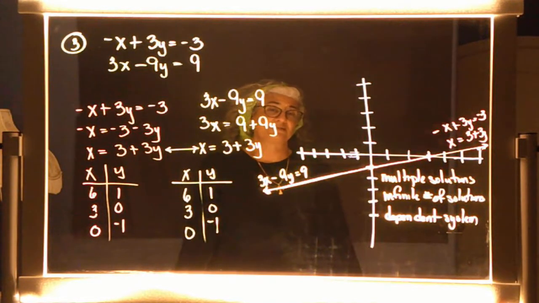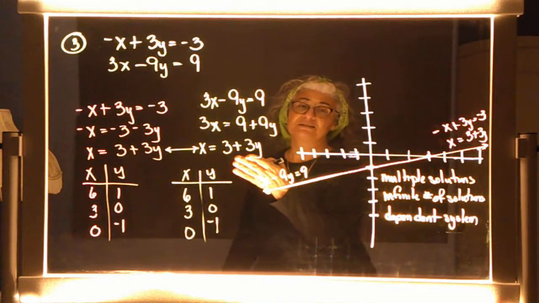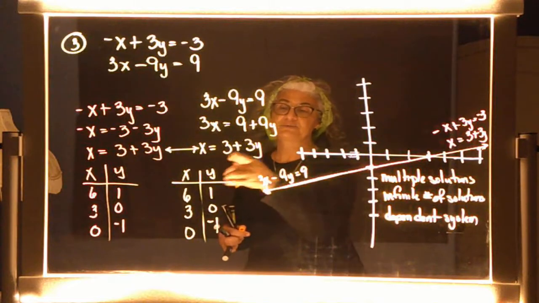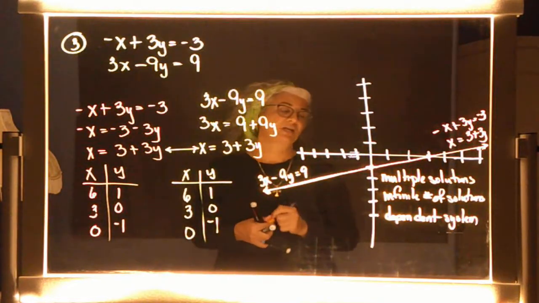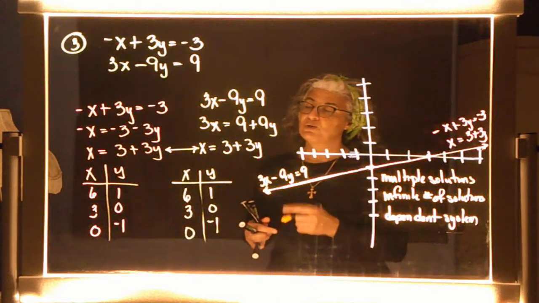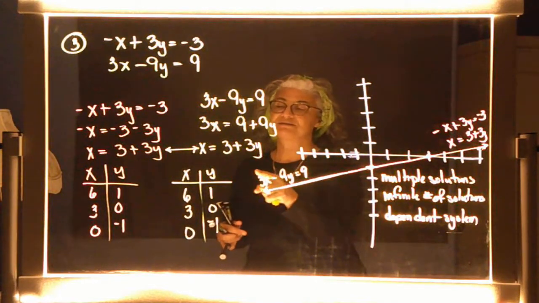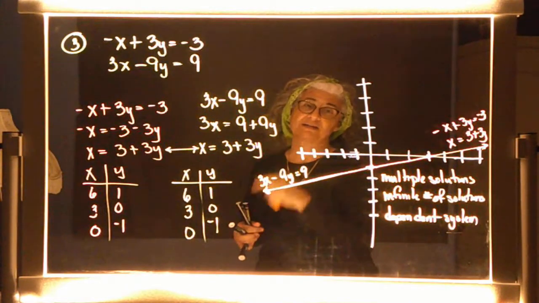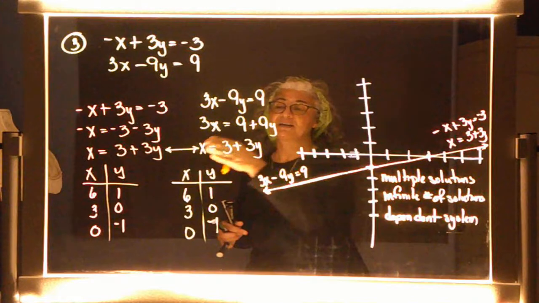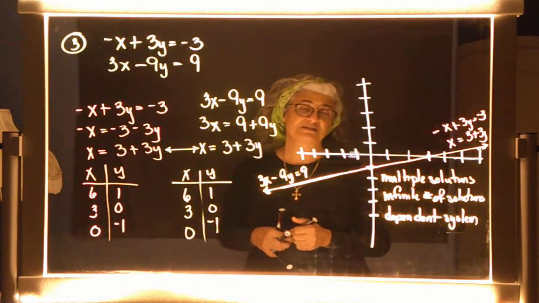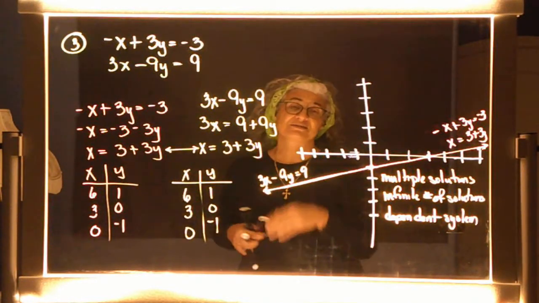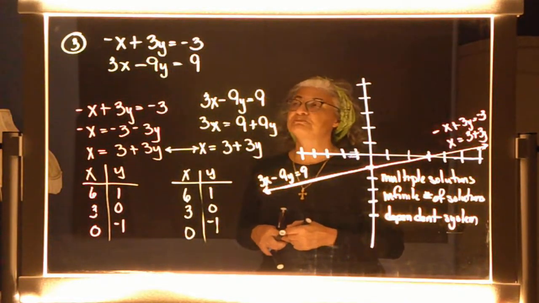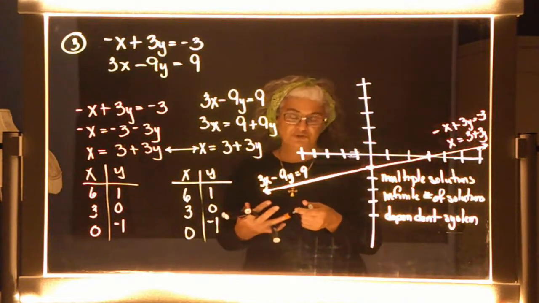And so here's the deal. Based upon the way I solved it, right? x equals 3 plus 3y. We can say that to get the x, it depends upon what the y is. Because whatever I plug in for y, that's going to give me the x value, isn't it? Because that's the way I solved these two equations. Cool?